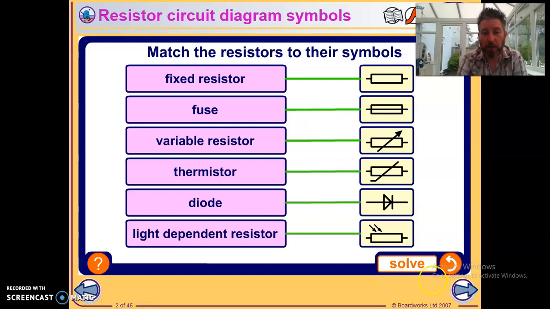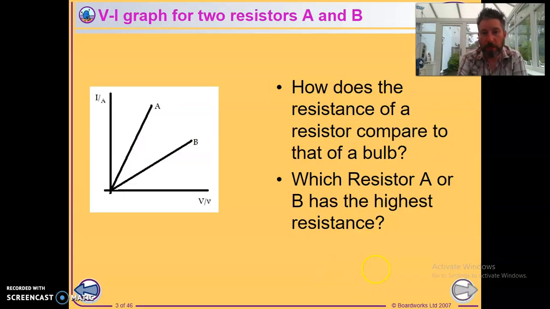Right, so what are we moving on to next? We're going to look at some graphs, because these are the sort of things we get asked. And again, if you pause it and have a look, how does the resistance of a resistor compare to that of a bulb? Right, which resistor, A or B, has the highest resistance?